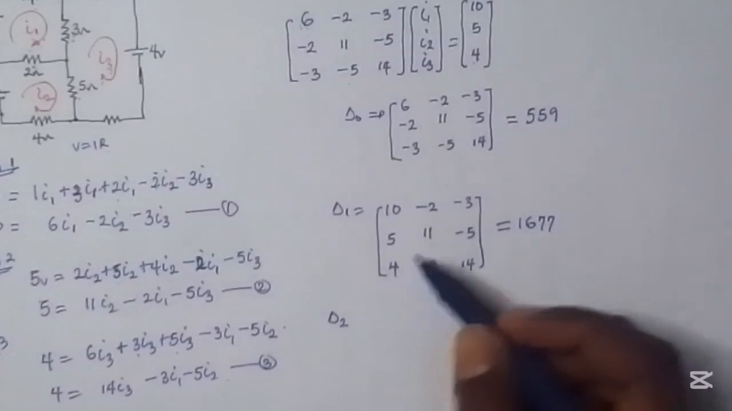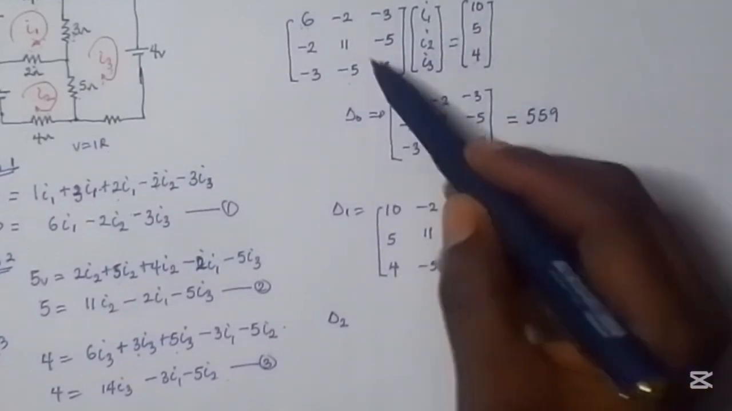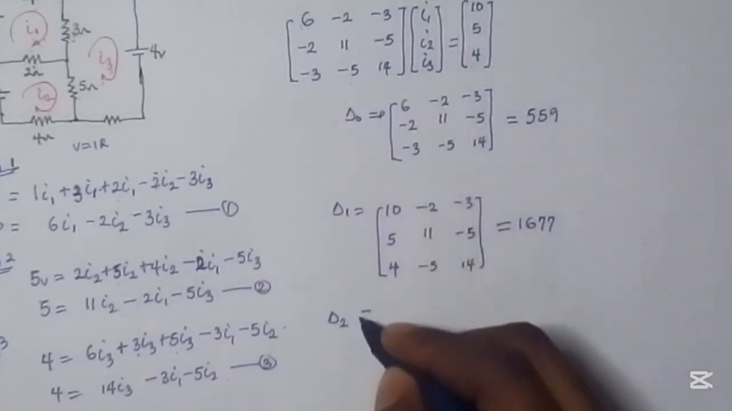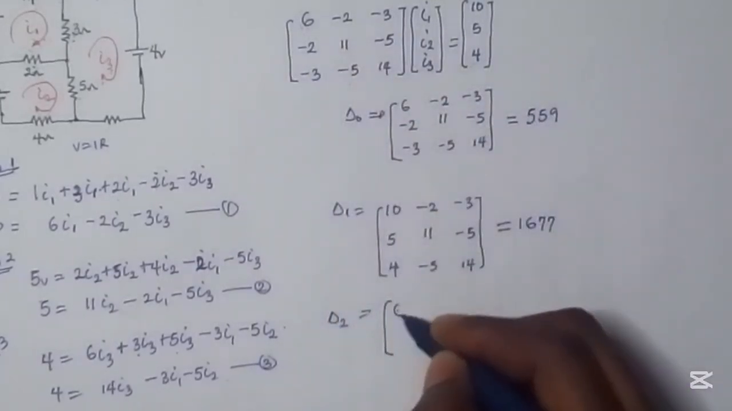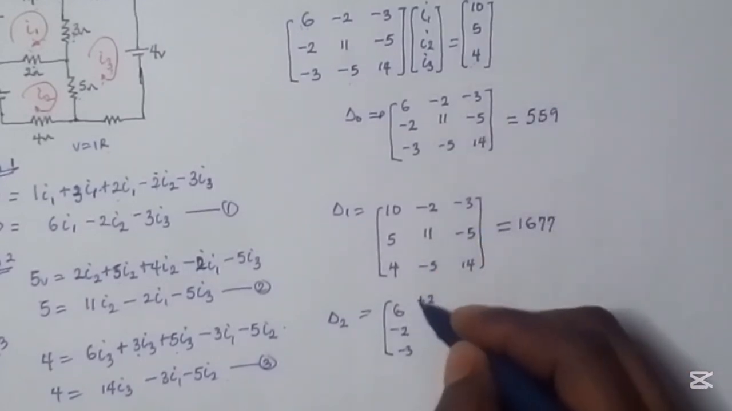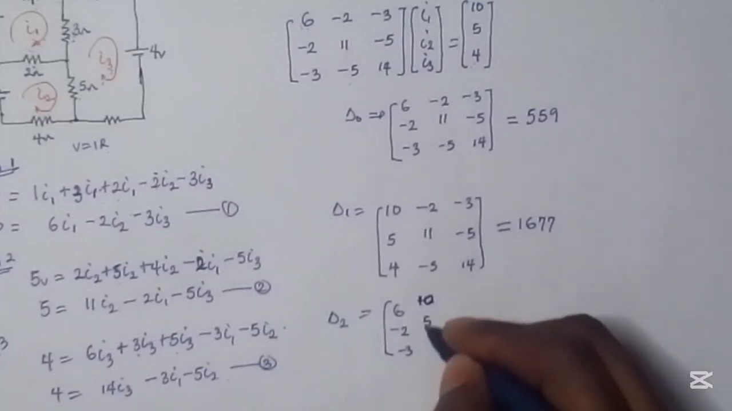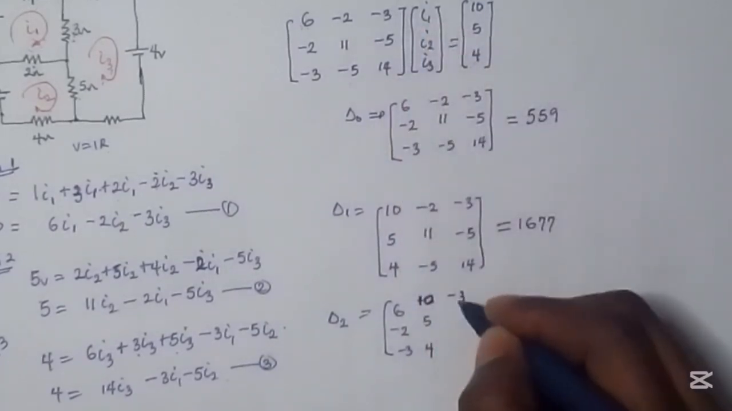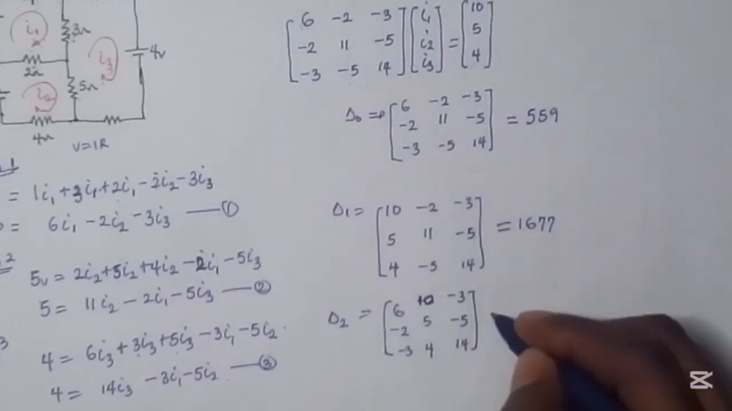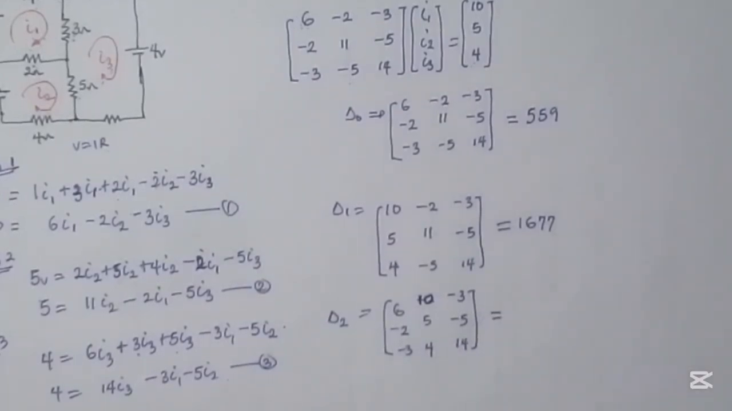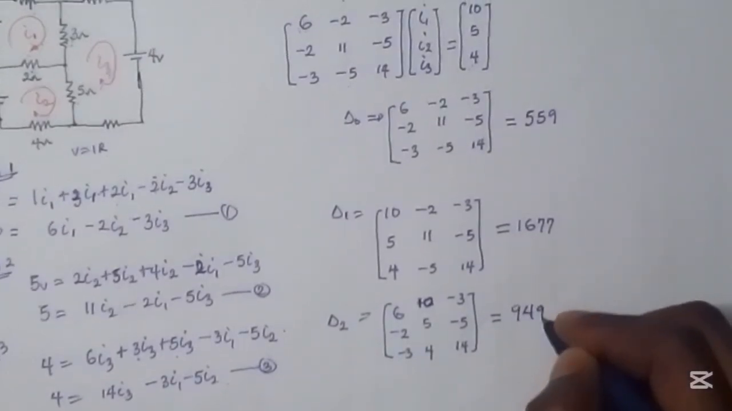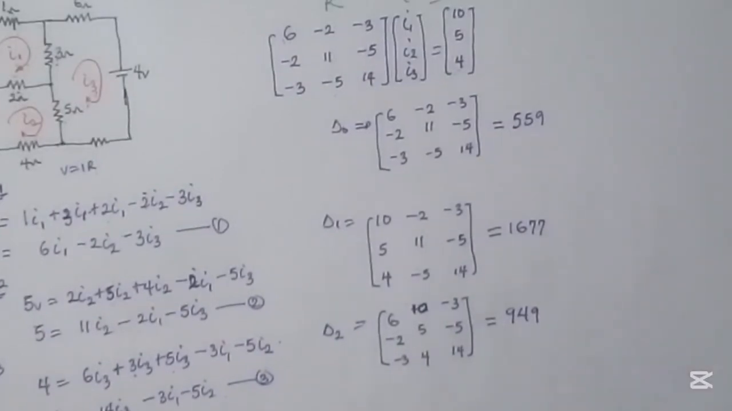We'll do the same thing for I2. That means I'm replacing the second column with the values of our voltage. This should give us 6, minus 2, minus 3, then I will now have 10, 5, 4 in the middle, and the last column is minus 5, 14. I use my calculator again to find the determinant, and for this, the determinant is 949.